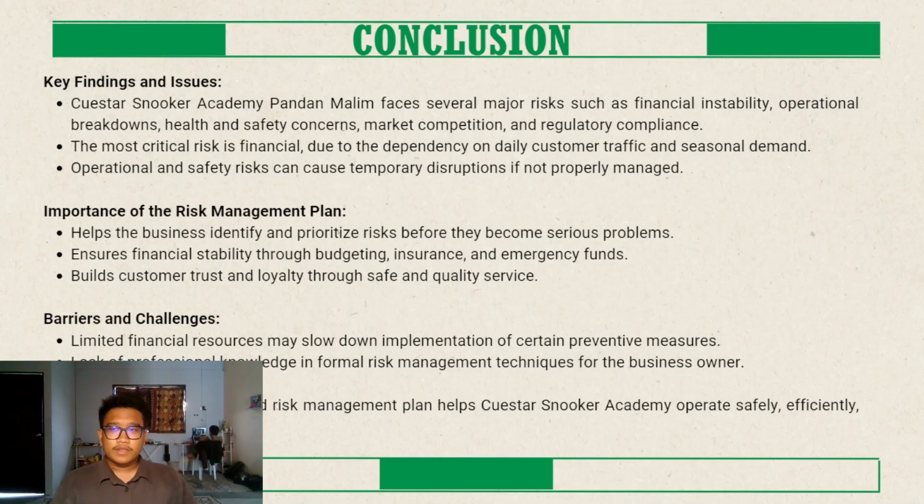So the conclusion is key findings and issues. Q-Star Snooker Academy, Pandamaran, faced several major risks such as financial instability, operational breakdowns, health and safety concerns, market competition, and regulatory compliance. Second is the most critical risk, and the critical risk is financial due to the dependency on daily customer traffic and seasonal demand. Last, operational and safety risk can cause temporary disruption if not properly managed.